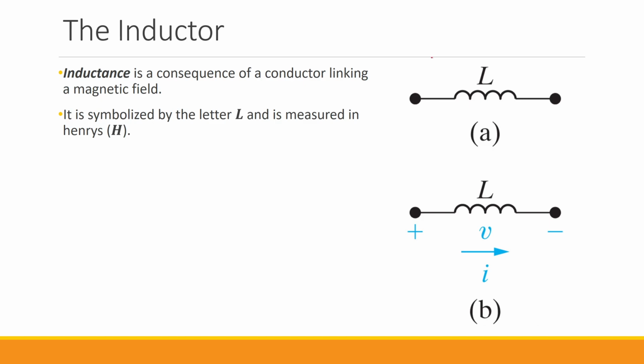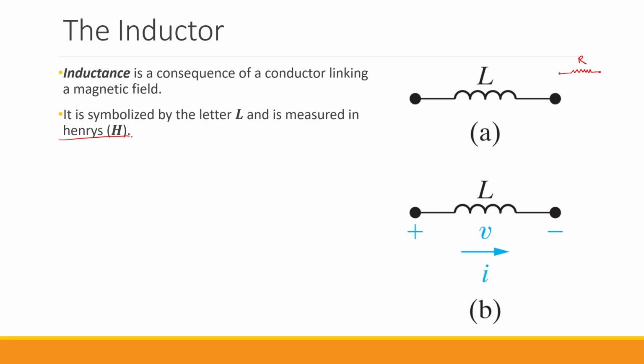If you look at the symbol for the inductor, it looks like a wire that is being wound around, usually, a magnetic core. As you can see, the symbol is different than what we had for the resistors, which was a jagged line. An inductor is symbolized by the letter L, and it is measured in units of henries.